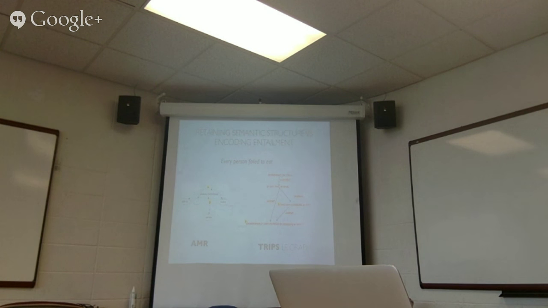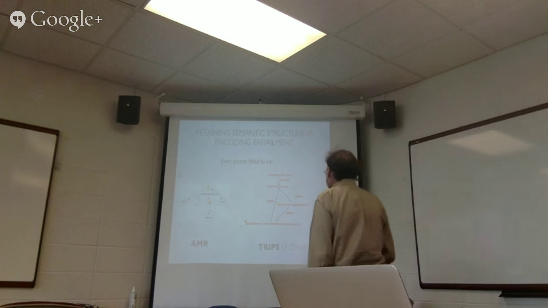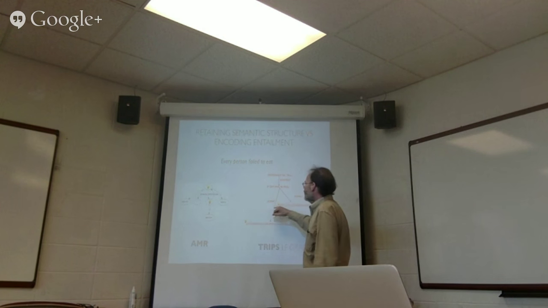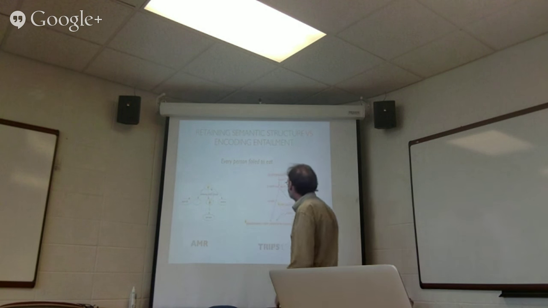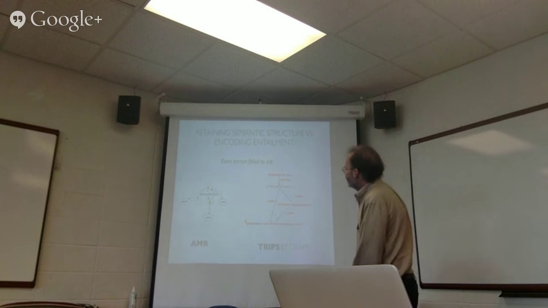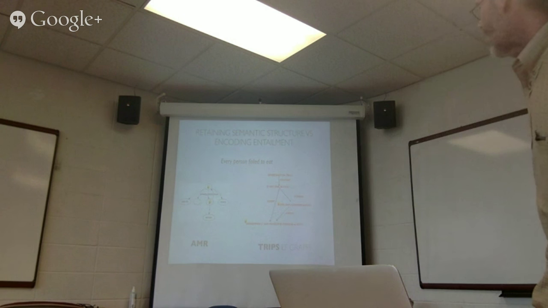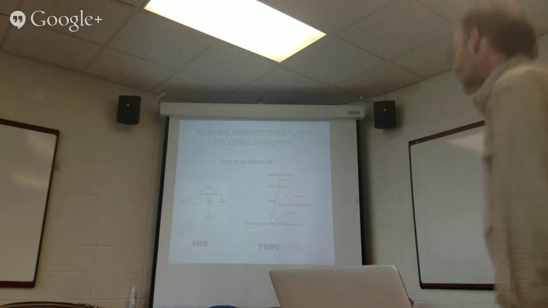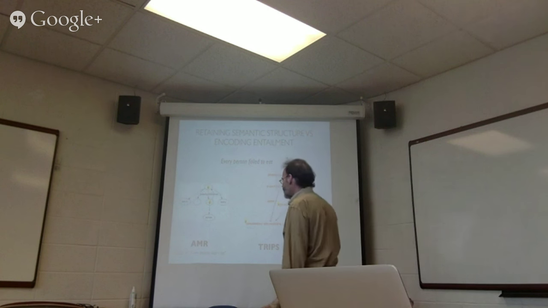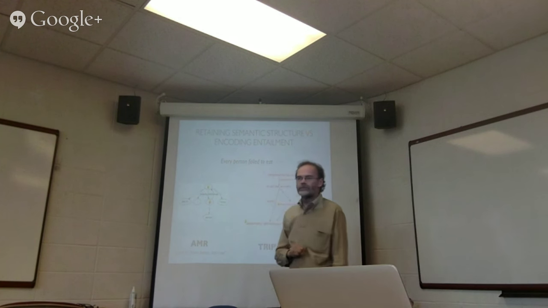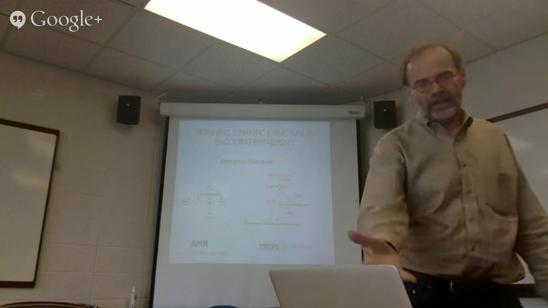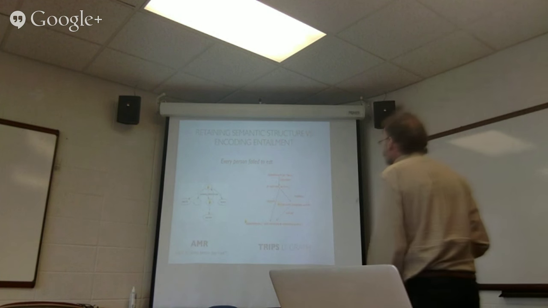So here's an interesting example, again from the manual: every person failed to eat. So we have both these cases, we have the person and the eating event. But in the AMR, by a process, I'm not sure what it is, they have decided that we can drop the fail. And so we end up, I think they're encoding the entailment, which is every person didn't eat. Okay? It's exactly the same representation as every person didn't eat.